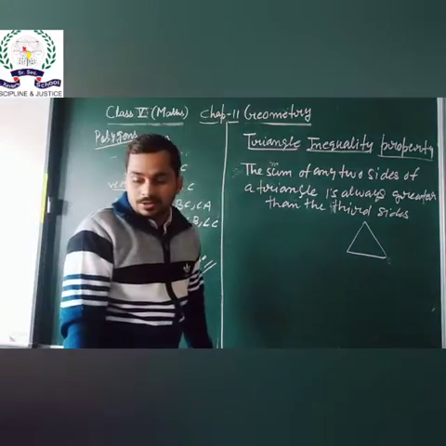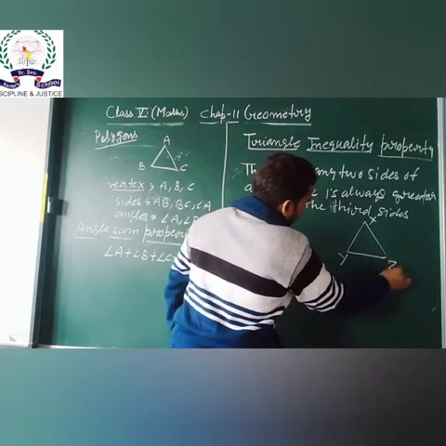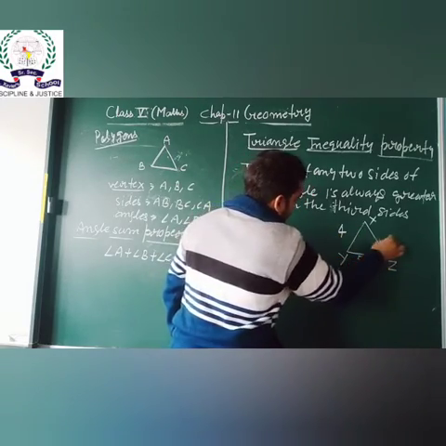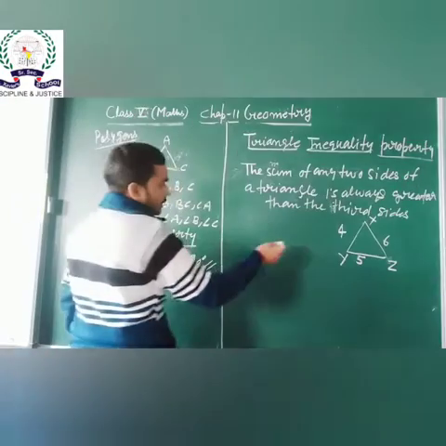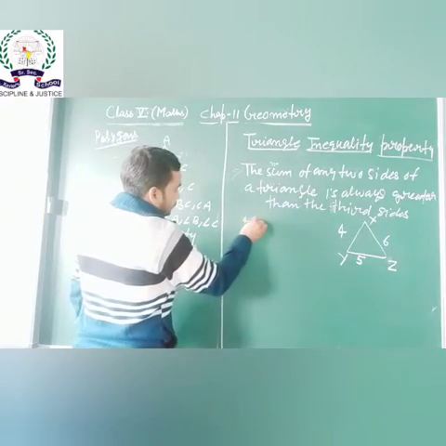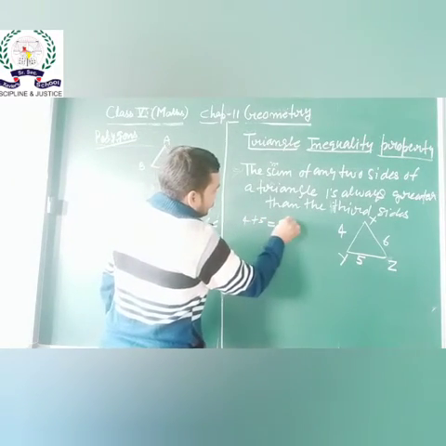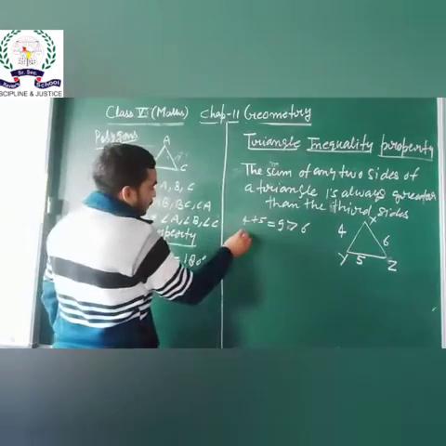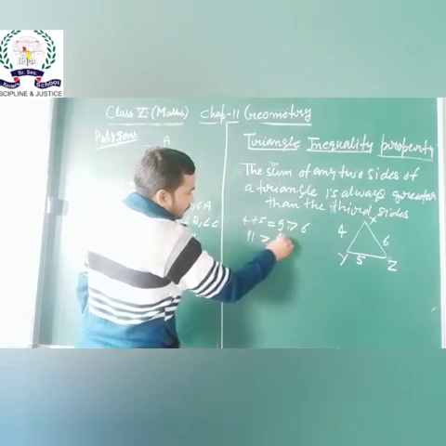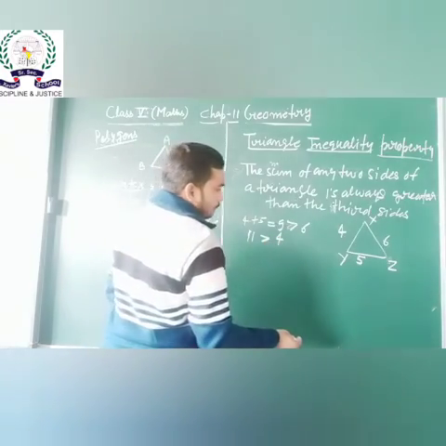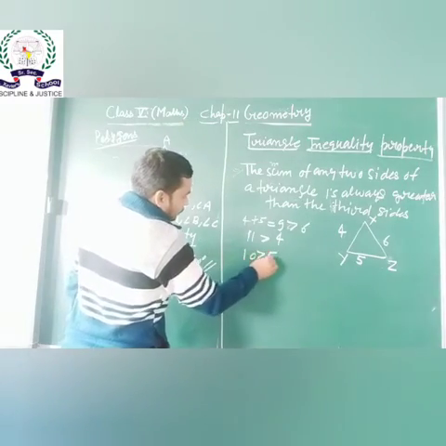If we take triangle XYZ, take 4, 5 and 6. These are the sides of the triangle. If we add XY plus YZ, 4 plus 5, this equals 9, which is greater than 6. And 5 plus 6 is 11, and 11 is greater than 4. And 6 plus 4 is 10, and 10 is greater than 5.